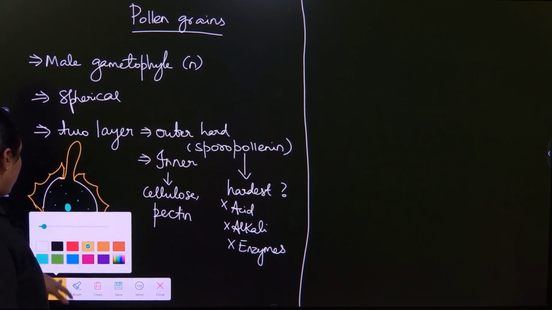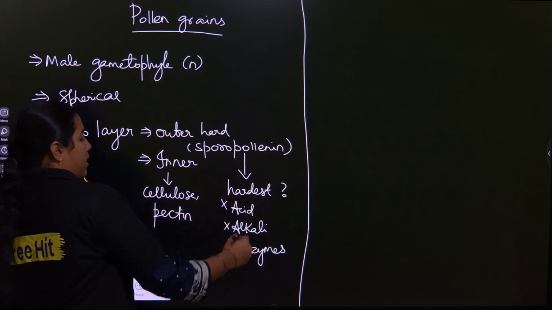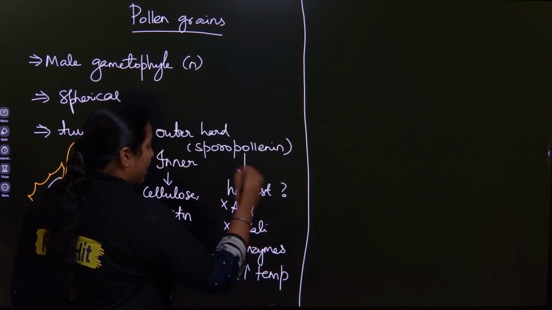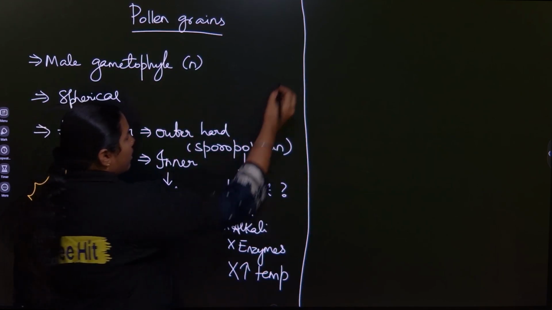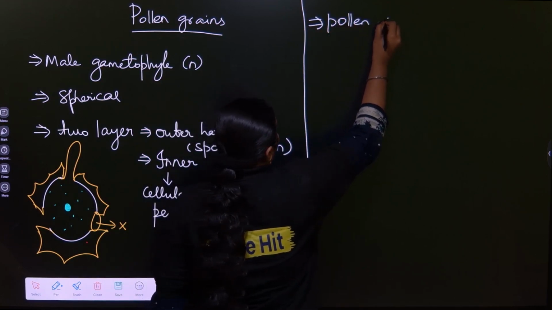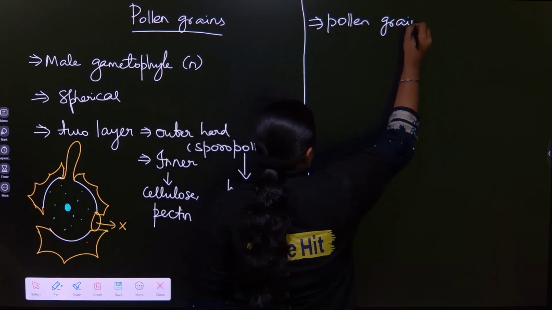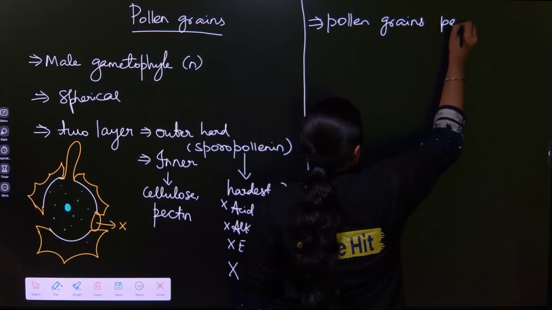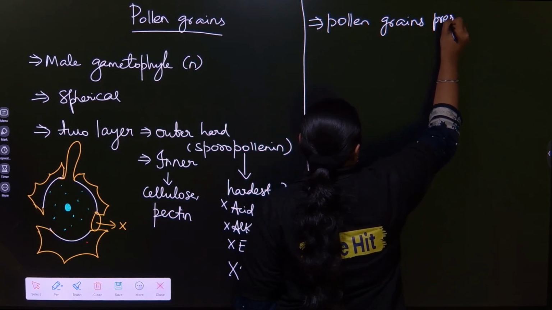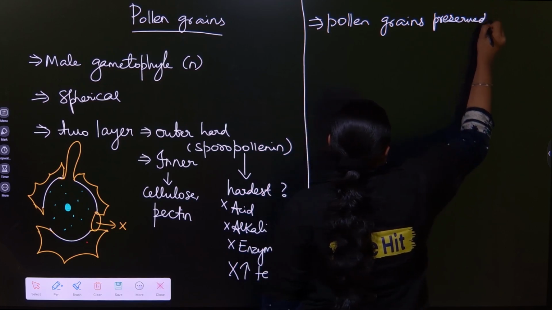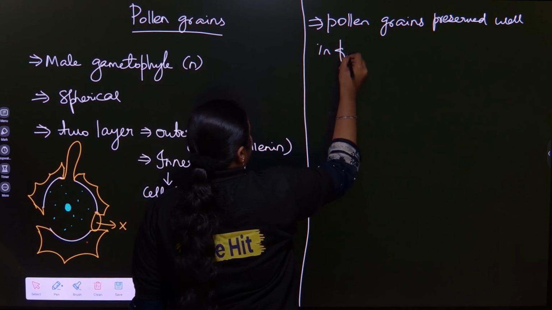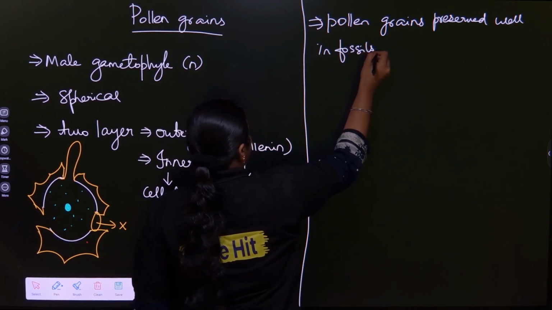Sporopollenin is the hardest. There are no acid, alkali, or enzymes, and even higher temperatures cannot break it. Because of this advantage, they will be well preserved. So this is very important. Pollen grains are well preserved in fossils because it is the hardest material.